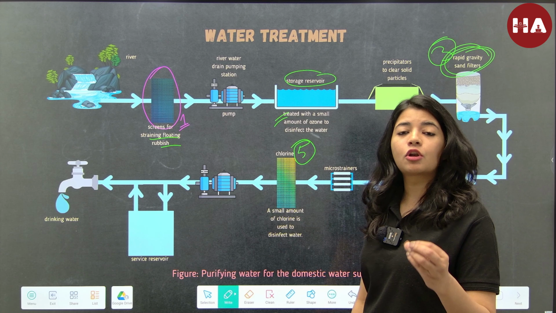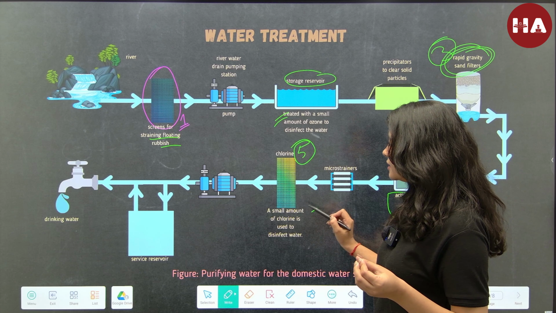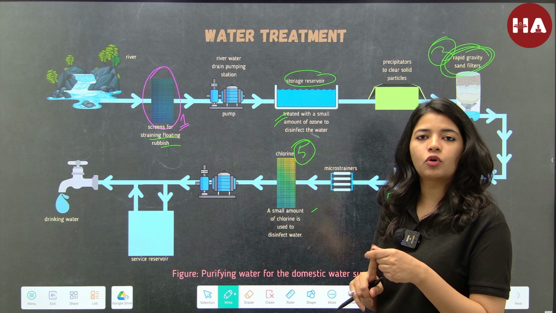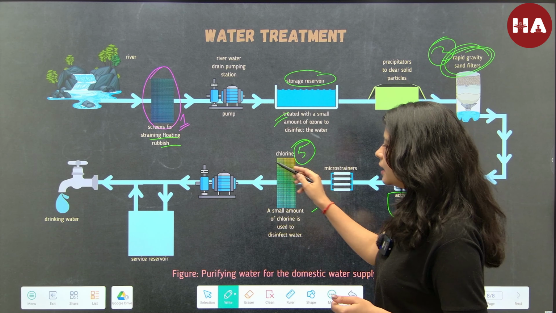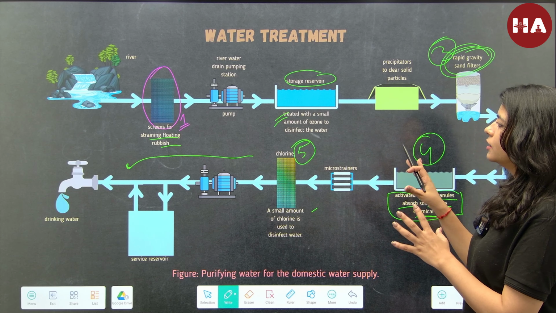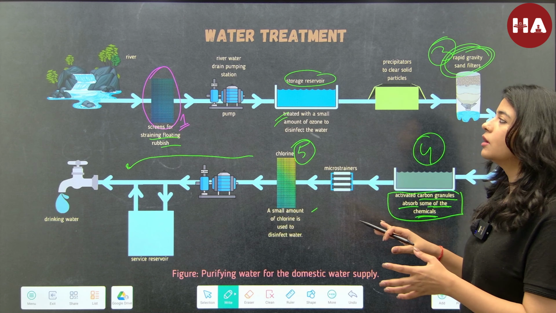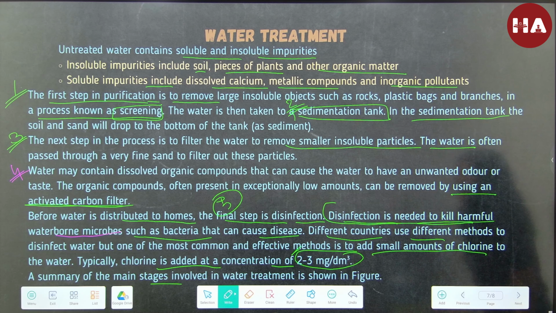Why? Because chlorine acts as a disinfectant. So when we add this, it can kill the harmful microbes or bacteria which can cause diseases, right? And then it is distributed to our homes. So this is the complete process during water treatment. Okay, so you can note this down.